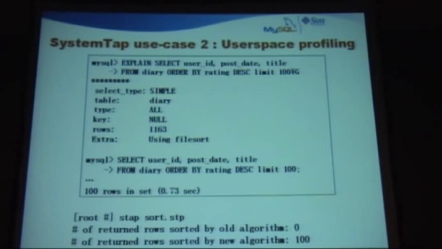Okay. The second case is user space profiling. Here we explain file sort: execute file sort and return 100 records. By executing the SystemTap script, the number of returned rows sorted by the old algorithm was 10, and by the new algorithm it was 100. So this statistical information can be returned.